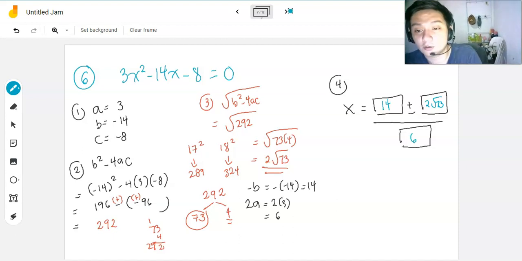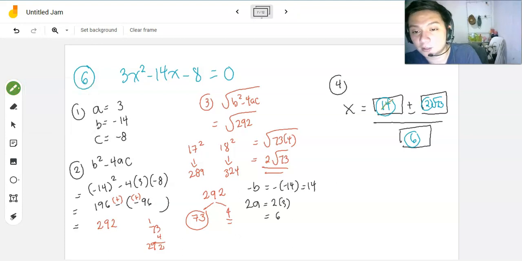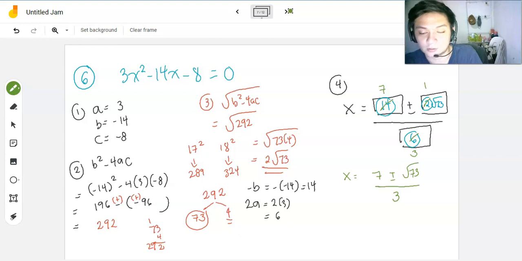Tingnan natin. 14, 2, and 6 are all divisible by 2. So, magiging yang, ang 14 divided by 2 is 7. 2 divided by 2 is 1. 6 divided by 2 is 3. Therefore, x equals 7 plus or minus. Yung 1 as a coefficient, hindi na kailangan isulat. So, ano na lang yan? Square root of 73 all over 3. And this is already the answer.